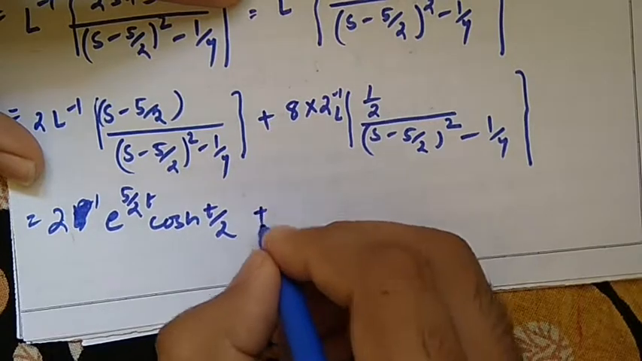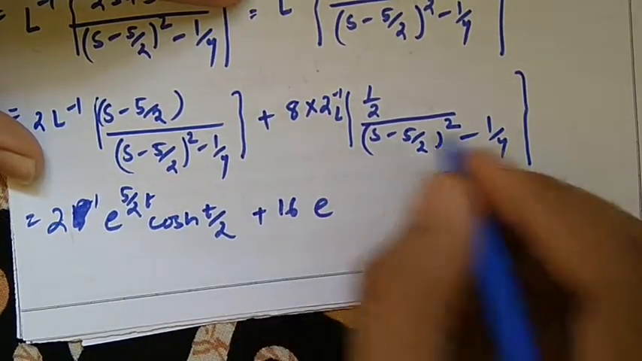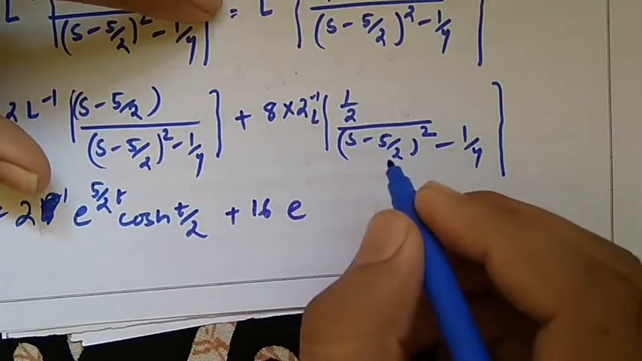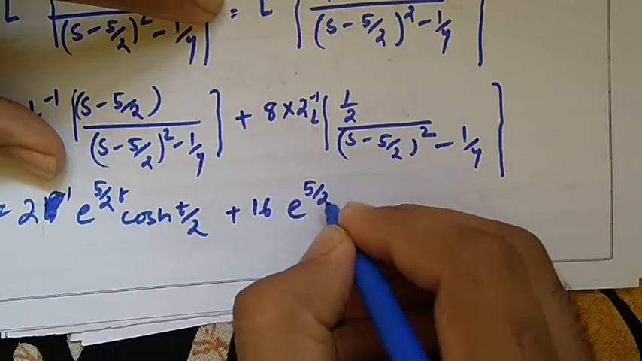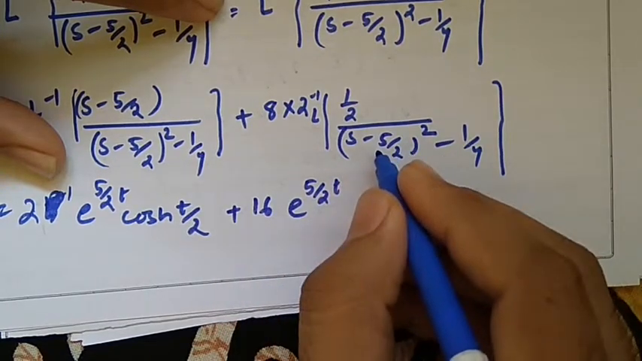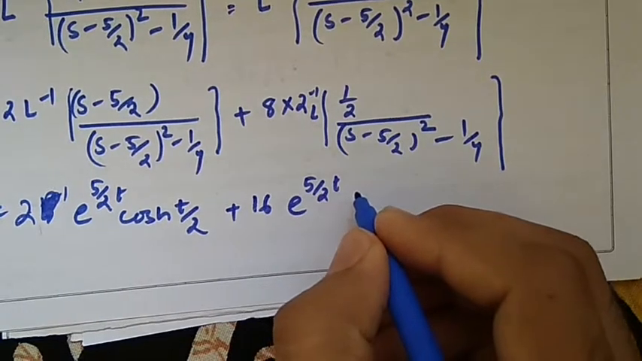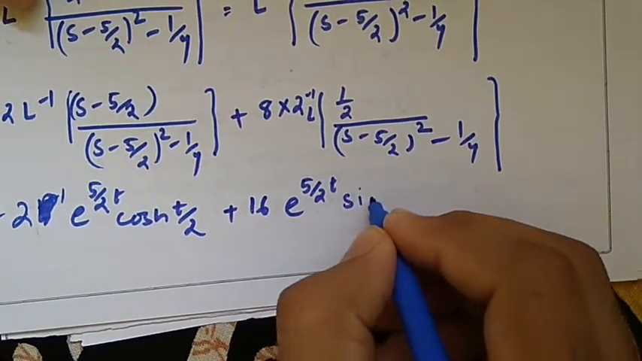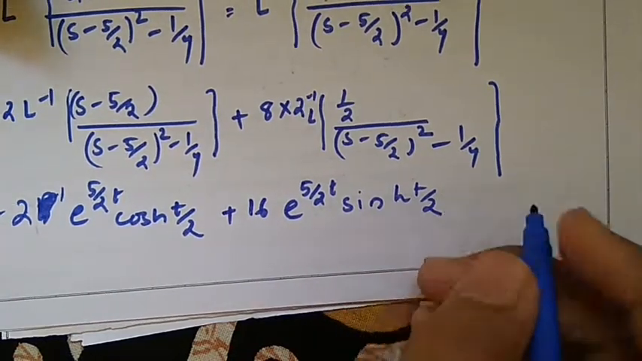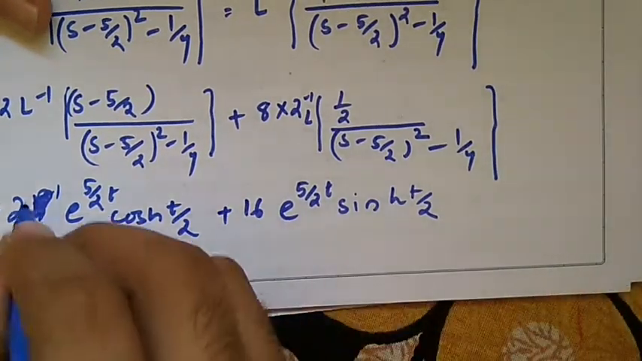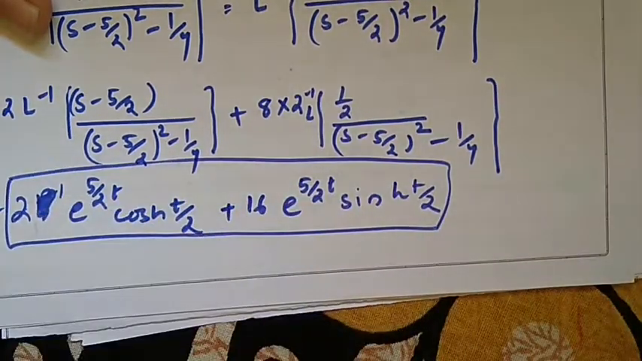Then we have 8 into 2, that is 16, into e to the power 5 by 2 t, and here also this is for sinh, by the shifting theorem, so sinh of t by 2, where a is 1 by 2. This is our answer.